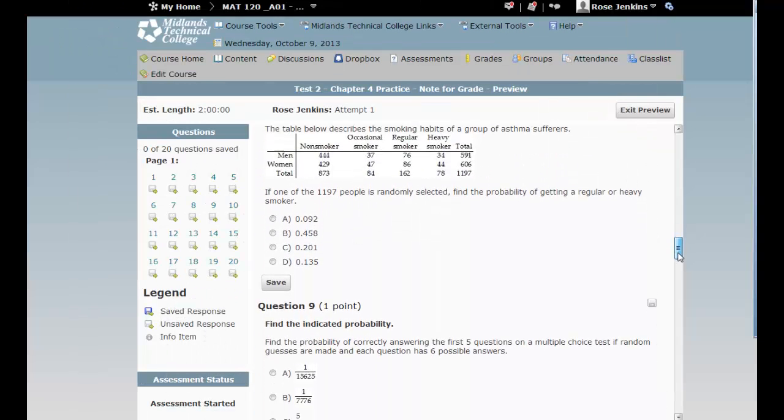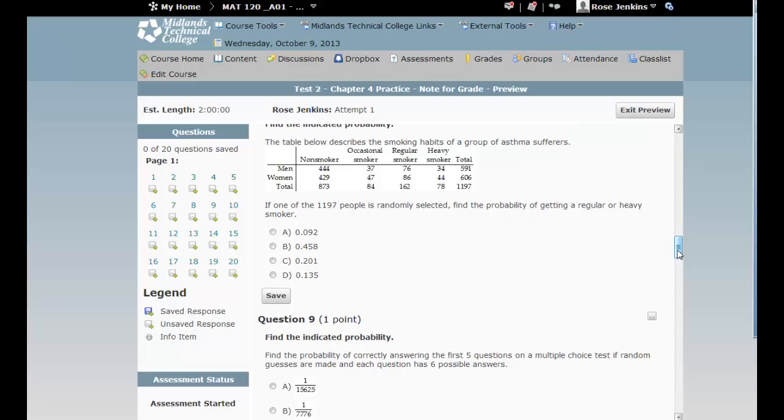All right, we've got another table. The table below describes the smoking habits of a group of asthma sufferers. If one of the 1,197 people is randomly selected, find the probability of getting a regular or heavy smoker. Okay, so which rule are we going to use?